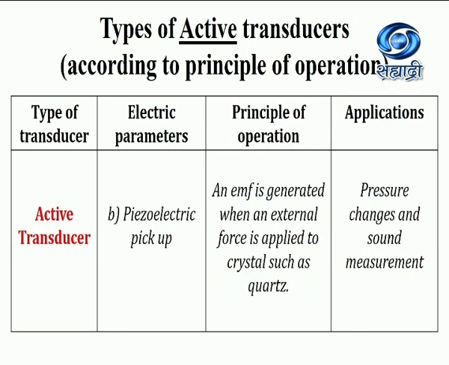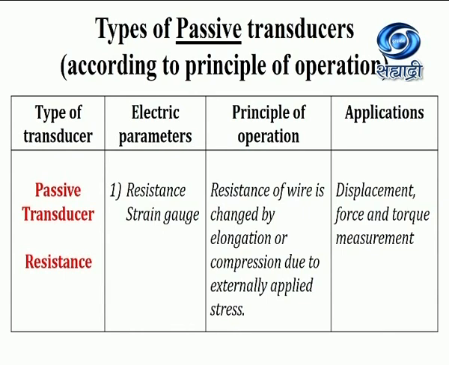Next active transducer is piezoelectric pickup. So the principle of operation is that an EMF is generated when an external force is applied to crystals such as quartz. So here in this piezoelectric pickup, quartz crystal is used, and if you apply pressure to that crystal, EMF is generated across that crystal, and it is used in pressure changes and sound measurement. Then types of passive transducer according to principle of operation. The first passive transducer type is resistance. In that we have resistance strain gauge.